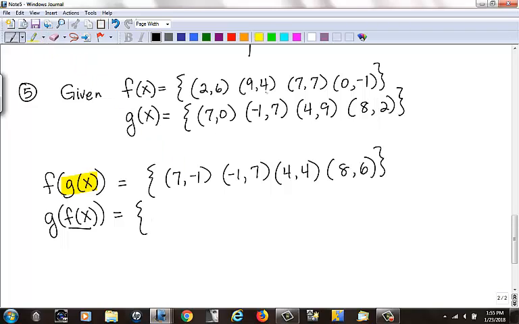Keep going. 9 is mapped to 4. 4 is mapped to 9, so 9 is mapped to 9. 7 is mapped to 7. 7 is mapped to 0, so 7 is mapped to 0. 0 is mapped to negative 1. Negative 1 is mapped to 7, so 0 is mapped to 7. Get the idea? Main thing, start with the innermost group first. Start with that. Okay? And then just follow the mapping.